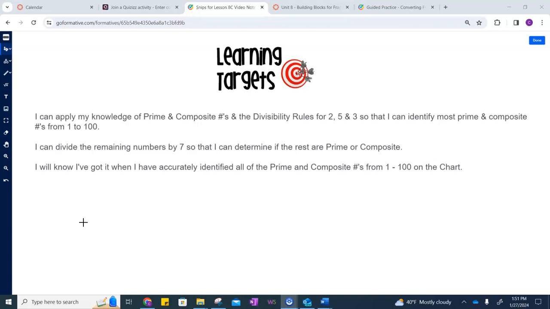I can divide the remaining numbers from 1 to 100 by 7 so I can determine if the rest are prime or composite. I will know I've got it when I've accurately identified all prime and composite numbers from 1 to 100 on the chart.